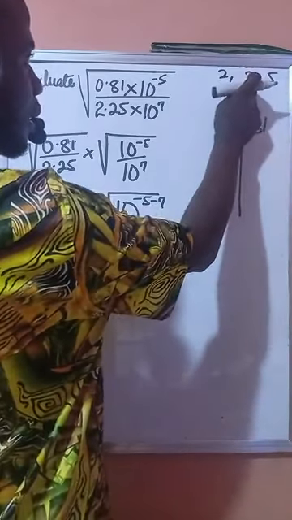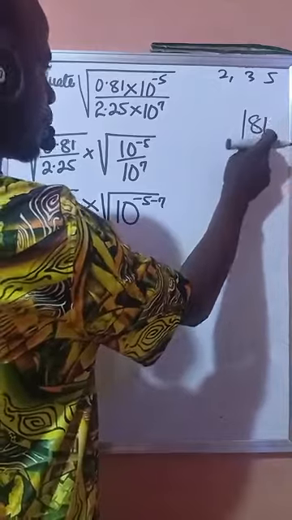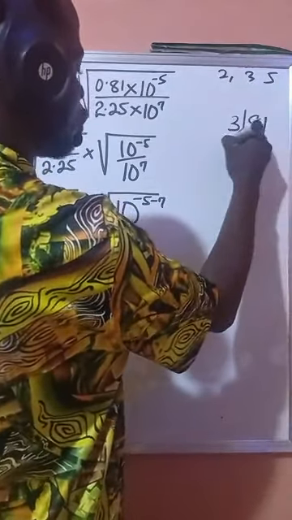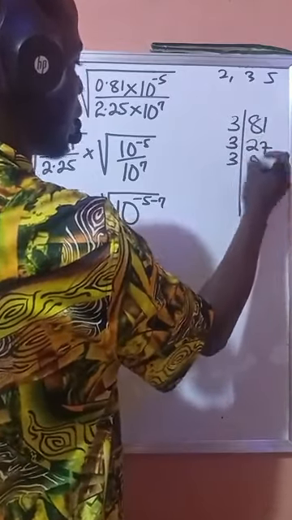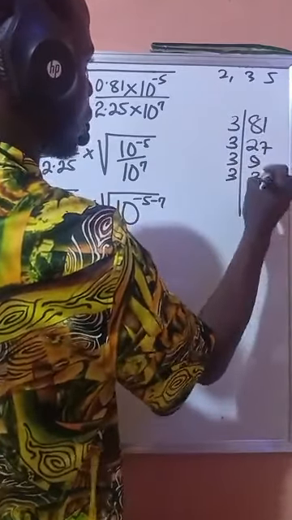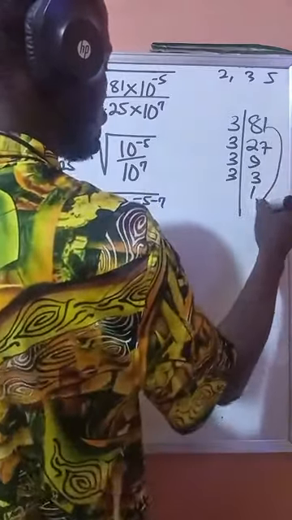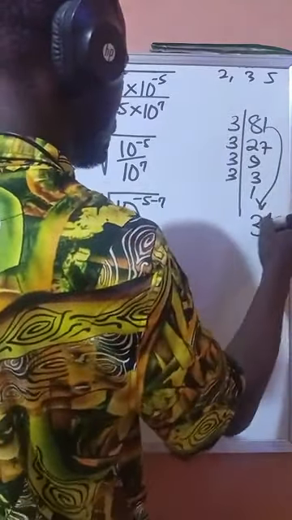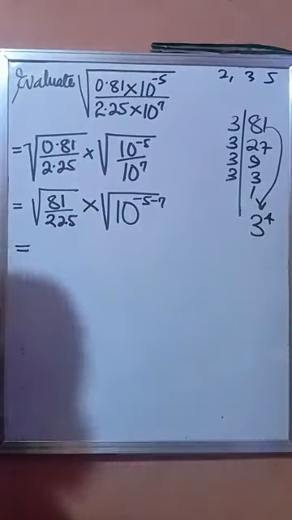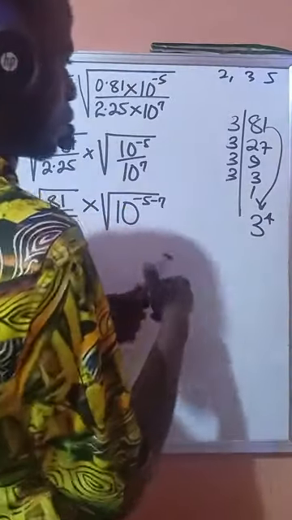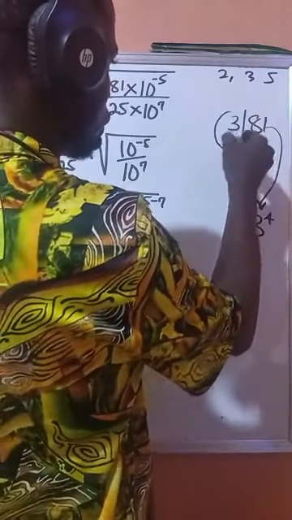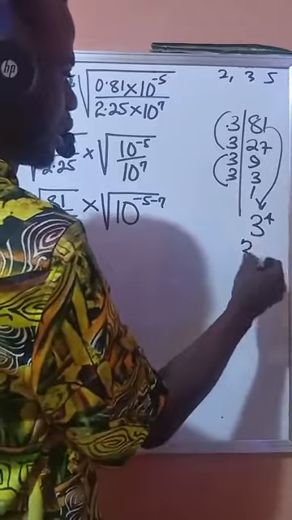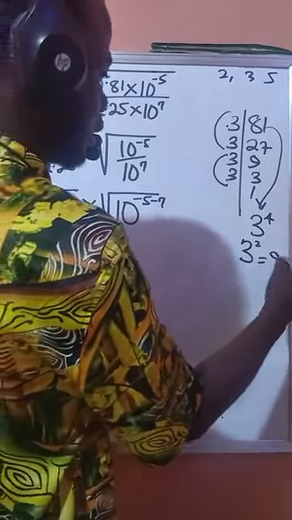9 is divisible by 3, hence 81 is divisible by 3. So 3 in 81 is 27. 3 in 27 is 9. 3 in 9 is 3. 3 in 3 is 1. So 81 is the same as 3 raised to the power 4, that is 3 times 3 times 3 times 3. Hence, the square root is one of these pairs, which is 3 squared, and that is 9.